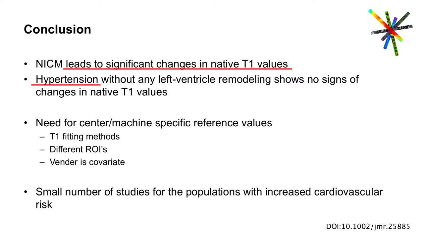But the main take-home messages are that non-ischemic cardiomyopathy actually leads to significant changes in native T1, and that hypertension as a risk population doesn't have an effect on the native T1.